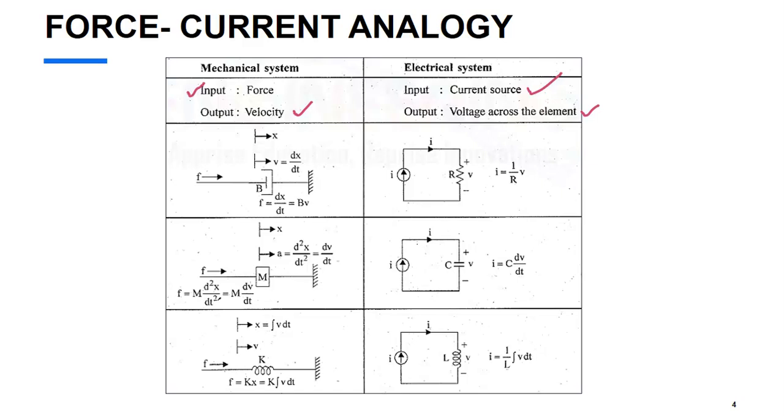The dashpot is represented by a resistor. The mass is represented by a capacitor. Spring is represented by an inductor. All the forces are replaced by the current source in the electrical analogous circuit. We are representing the displacement x in terms of the velocity.